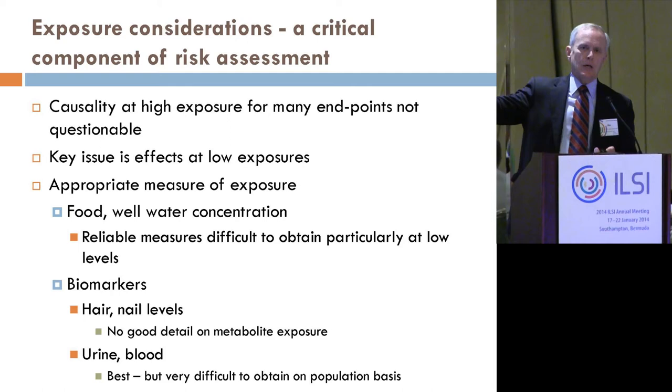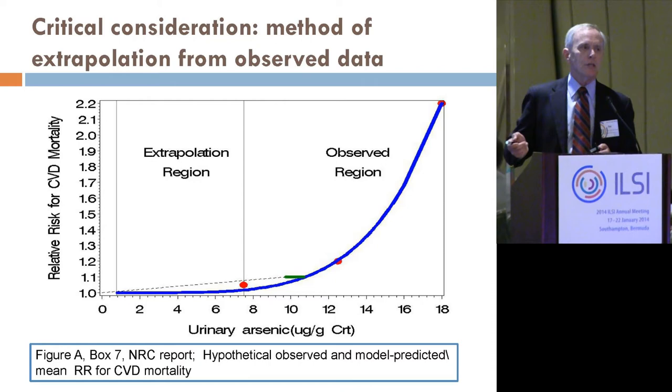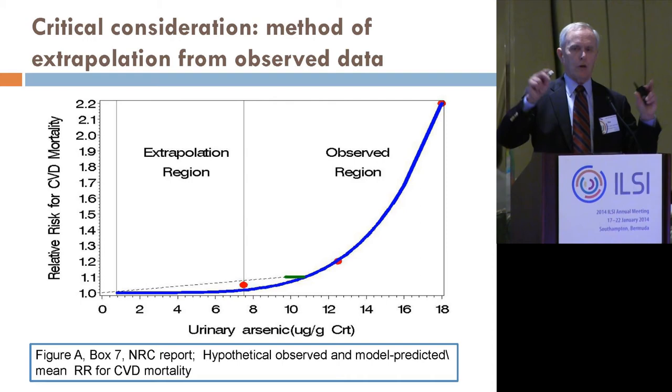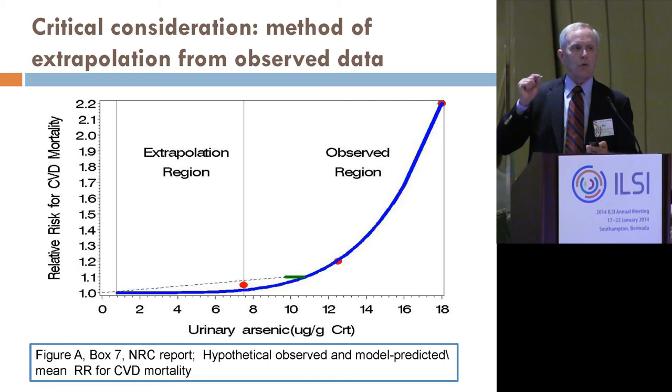And finally, this is an example that's taken right out of the report, and I want to emphasize these are hypothetical data. The blue curve is a modeled cardiovascular disease mortality based on urinary total arsenic, micrograms per gram creatinine. The red dots are the so-called hypothetical observed data. And as you fit the curve, you get a 95% confidence interval of the reference dose. The EPA has made it very clear in their draft report that they will do a linear extrapolation as a default position for all of these endpoints.